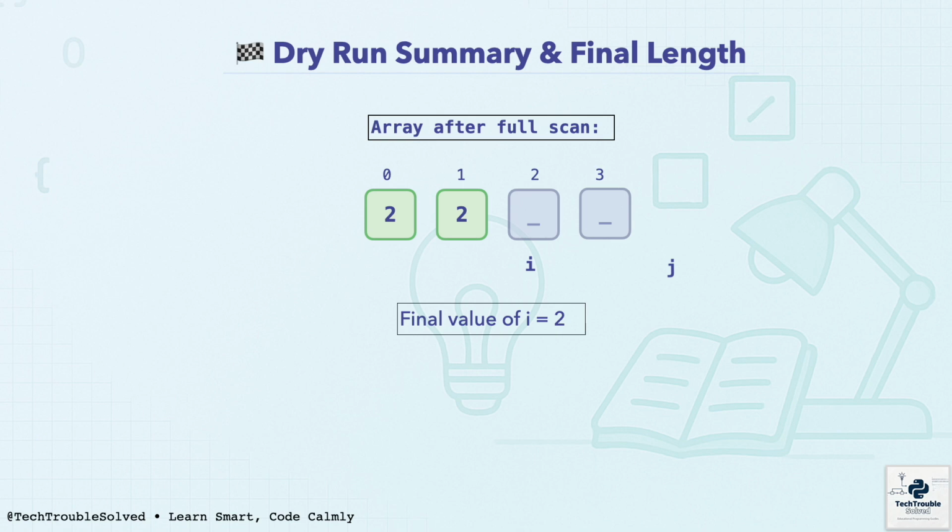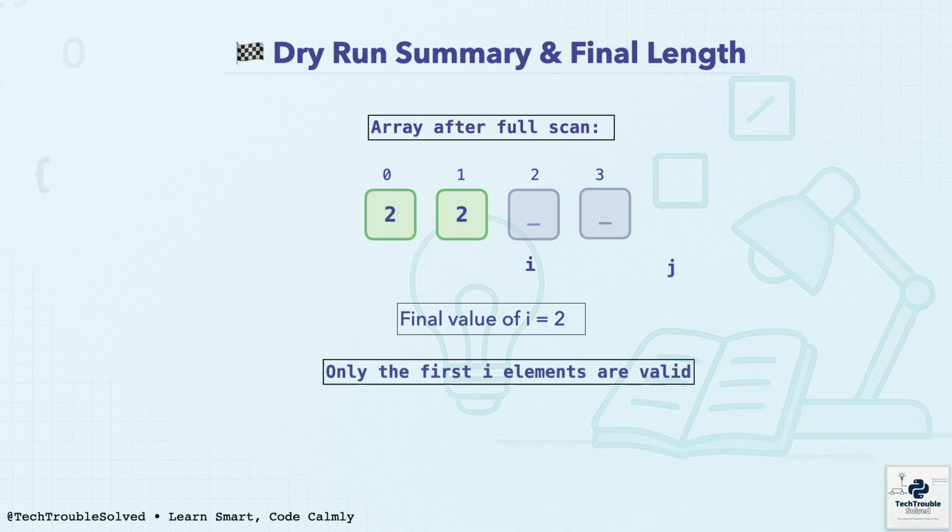So the final answer is 2. We return the value of i. We do not return the array. Only the first i elements matter. This completes the dry run. Now let's move on to the remaining details.